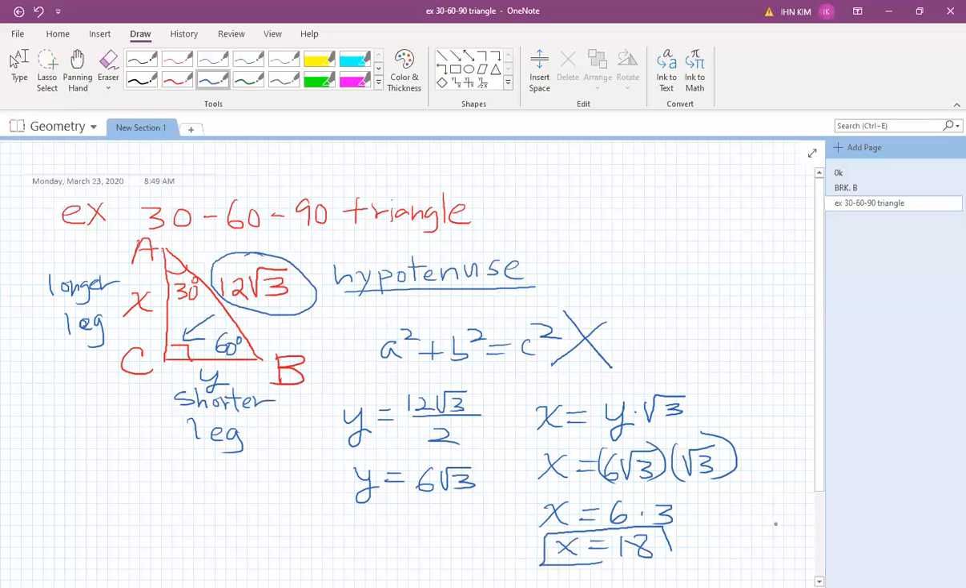So if you go ahead and use the Pythagorean theorem, now you can use it because I have 3 sides. But the question was asking for the value of x, so we found it, so that means we are happy right here.